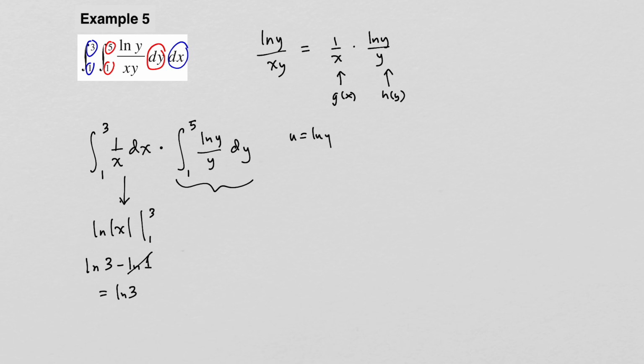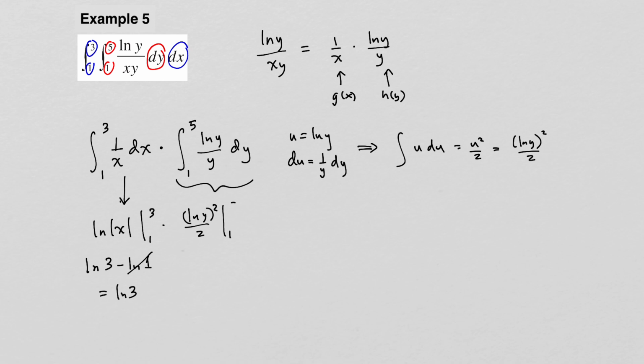This integral here, we need to do a substitution. Let's let u equal natural log of y. du is 1 over y times dy. And so this becomes the integral of u du, which is u squared over 2. And if I plug back in my original function, I get natural log of y squared over 2. Now, you also could change your limits if you want. I'm just choosing not to in this case. So we have natural log of y squared over 2 from 1 to 5.